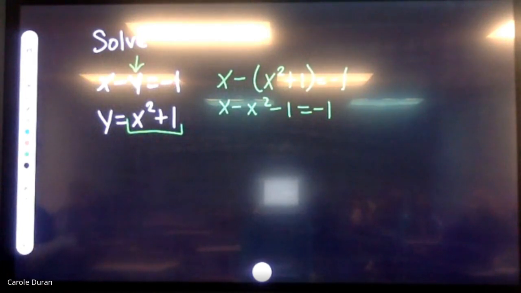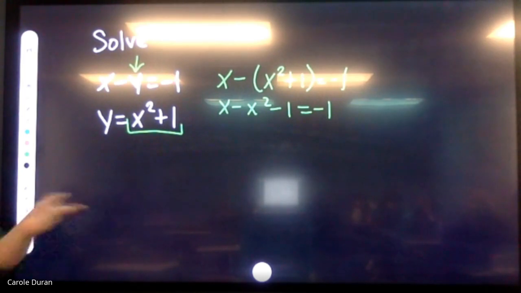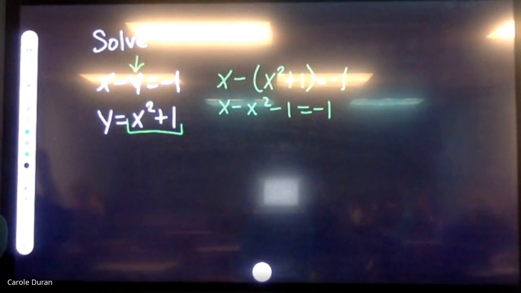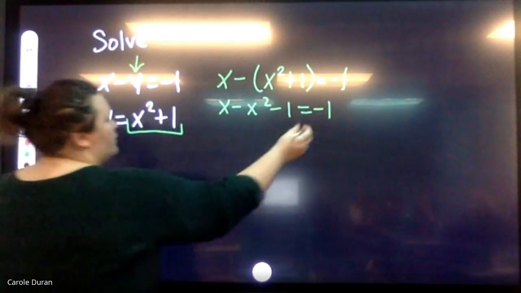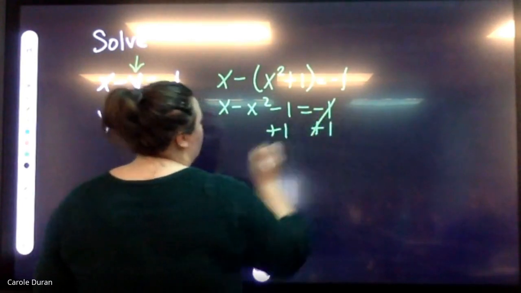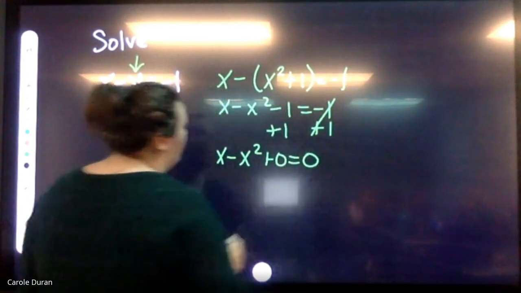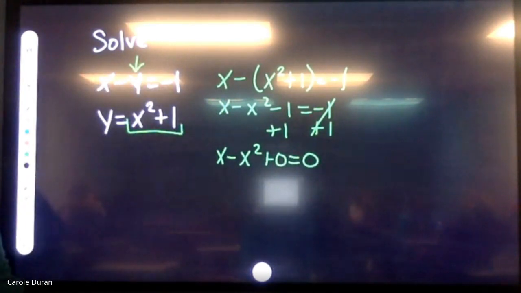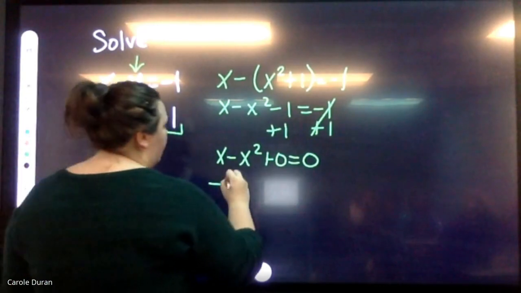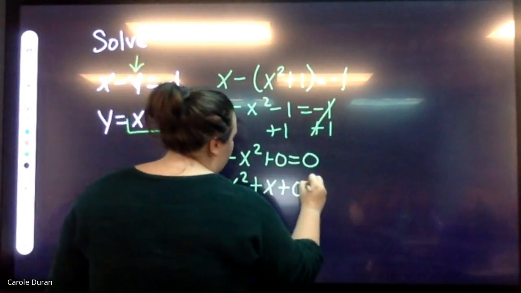Now what do I do, Madison? What is it starting to look like to you? Okay, so I need to get everything to one side, right? And then I can reorder as a quadratic. So she said to add this 1 over, which is awesome. So when I do, I get x minus x squared plus 0 equals 0. Of course, I want to reorder this so it looks more like a quadratic. So I have negative x squared plus x plus 0 equals 0.